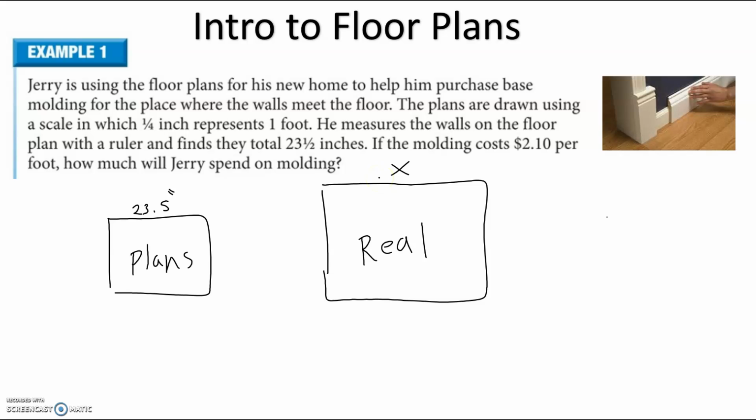Now, we do know the relationship between the plans and real life. We know that every 1/4 inch in the plan is actually 1 foot. So for the plan, if we have a 1/4 inch, or 0.25, that translates to 1 foot.